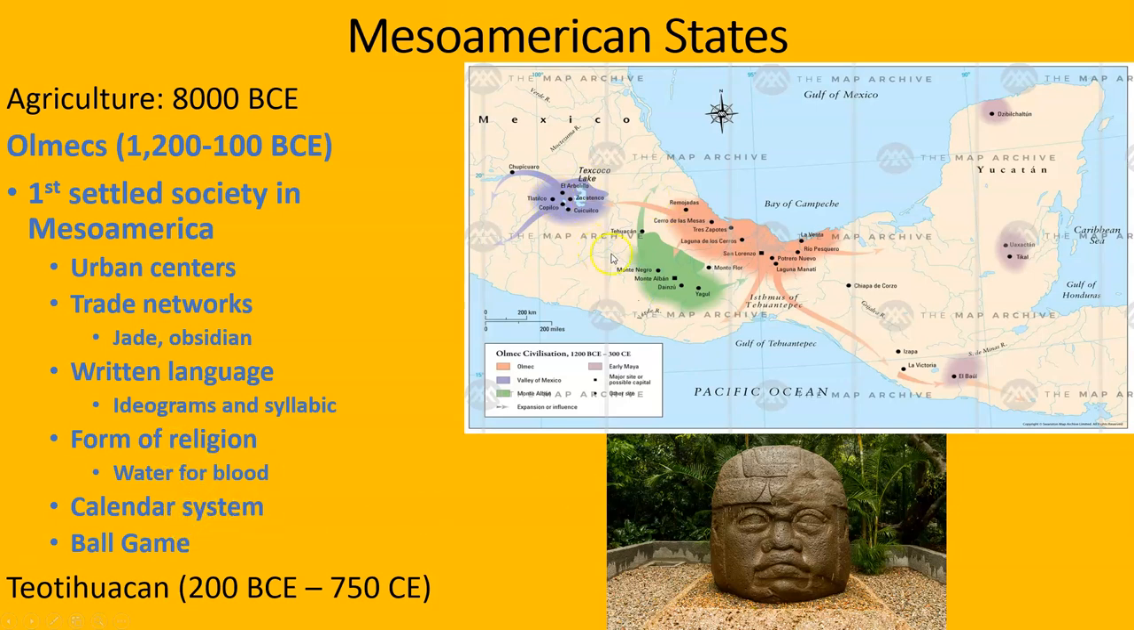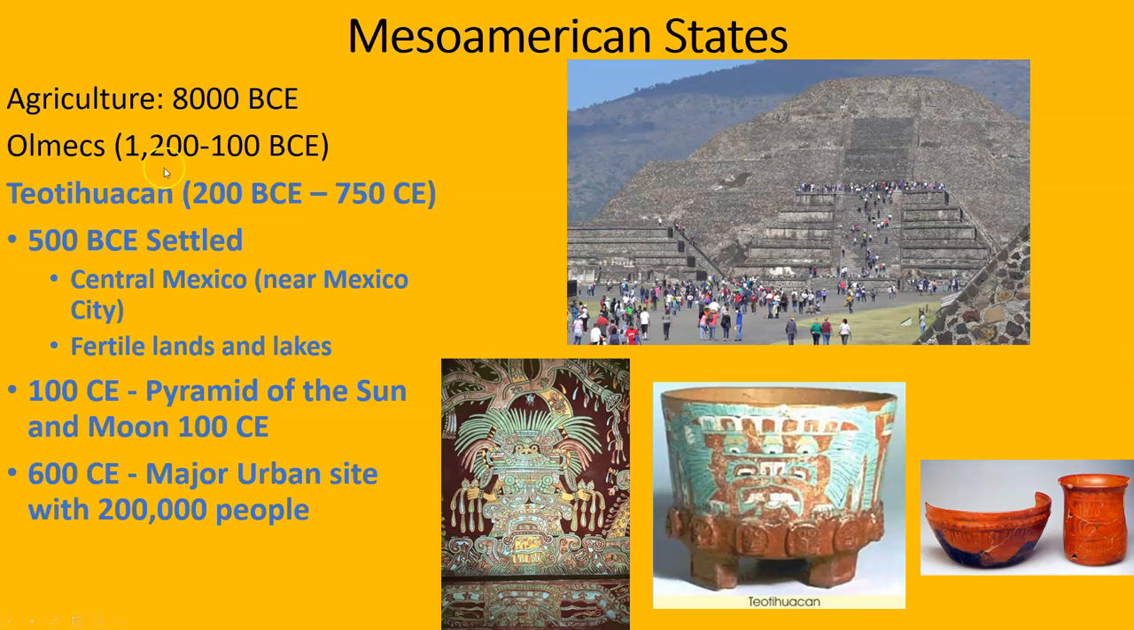But these ball games and these arenas for these ball games are a feature of a lot of the urban sites of these early worlds. So the Olmecs were first, and this other major city is the city of Teotihuacan, which is still around in the area. It's in central Mexico, near Mexico City.